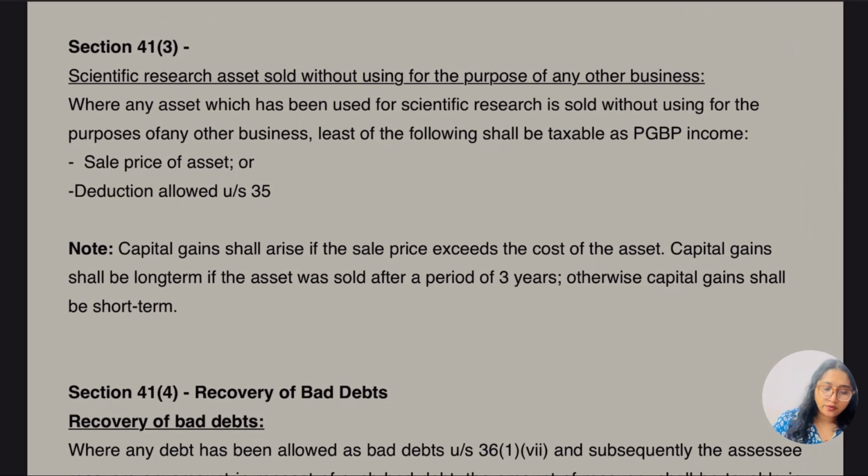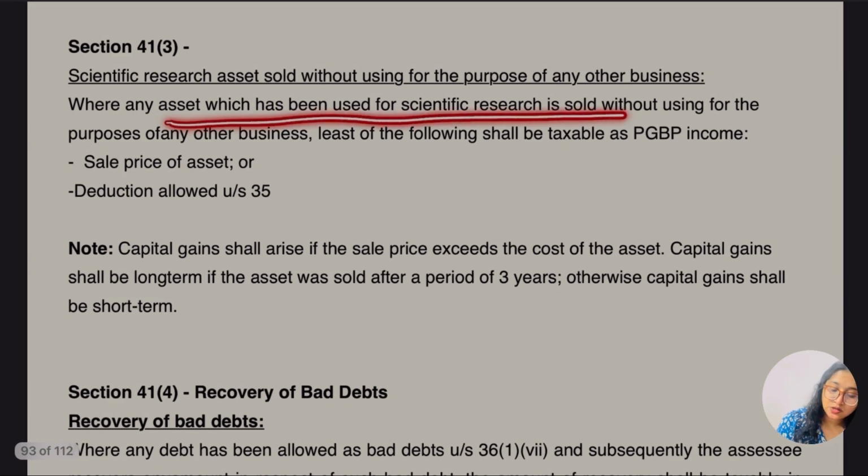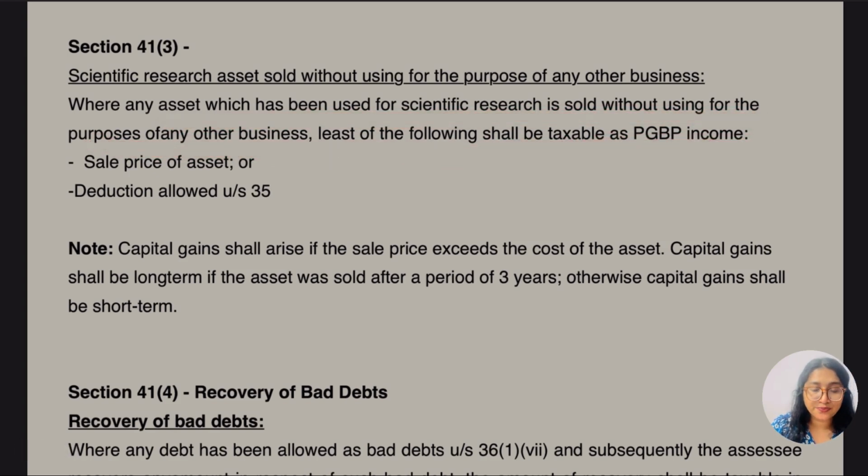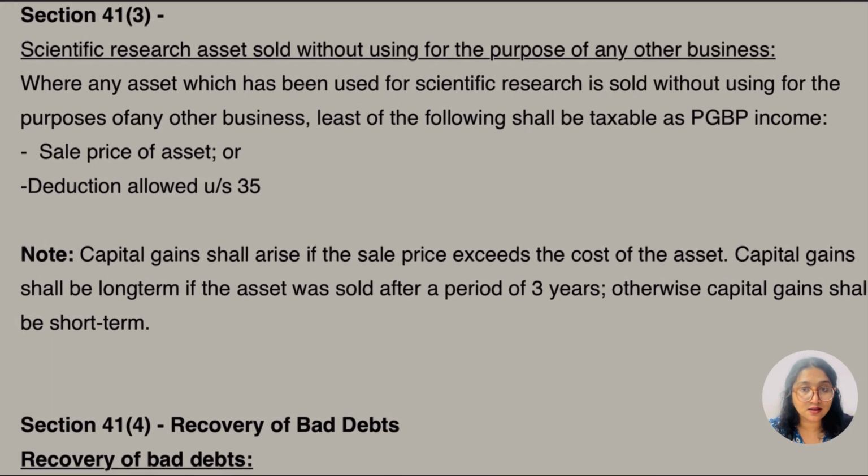Okay, so let's go for 41 subsection 3. So the point related to scientific research. Okay? Scientific research asset sold without using for the purpose of any other business. Where any asset which has been used for scientific research is sold without using for the purpose of any other business, the least of the following shall be taxable. As I know, it's going to be taxable. Okay? If it is sold, or if it is not used for the purpose it has been taken.